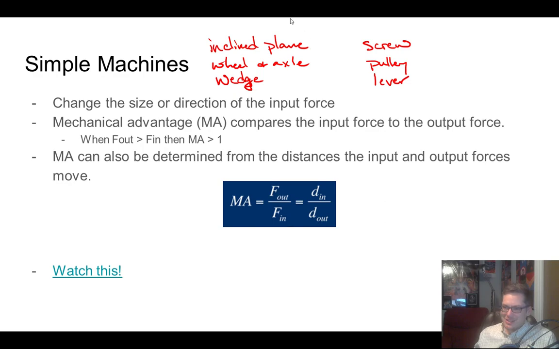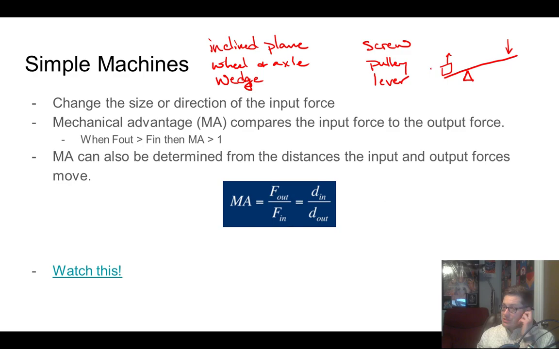Anyway, so you've got your 6 simple machines. The whole idea of simple machines is that it's all about changing the size and direction of the input force. So you're putting some force on it. If you're using a lever, for example, you've got your bar and you've got a fulcrum, and you're putting in some force. You're pushing down with some force, and based on that, you can lift some mass up and apply some force that way.